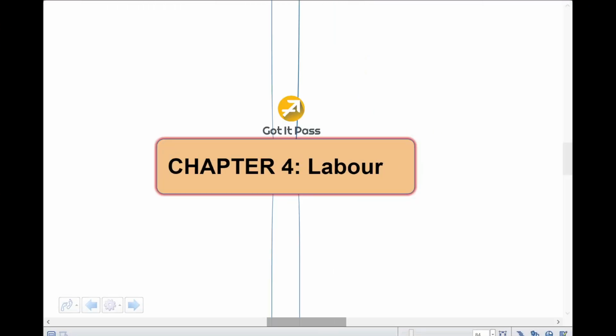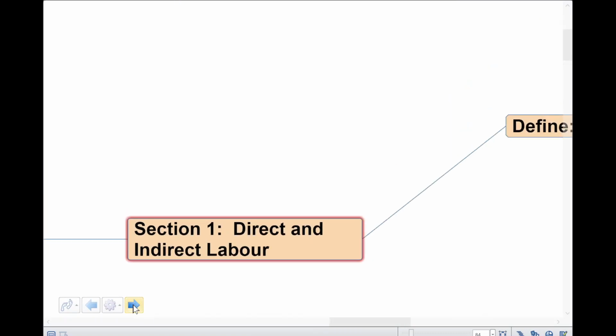So we move to chapter 4, labour, an important chapter for us and certainly very, very examinable. The examiner likes this area. Let's be clear here in section 1 on the distinction between direct labour and indirect labour.